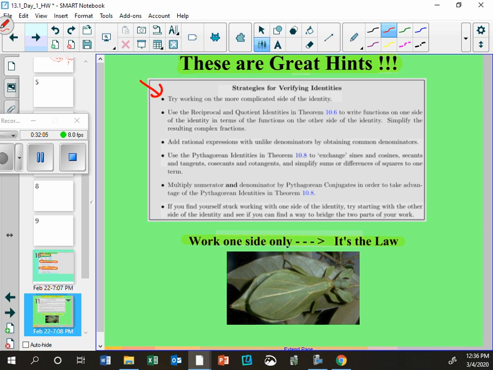So basically, you take the complicated side and you try to make it more simple until it equals the other side. I gave you a list of the reciprocals and the quotients because those are the ones that happen the most. You can get common denominators. That is going to come up. We won't have it much on today's, but common denominators is a really good, powerful thing. Simplify sums or differences of squares to one term. I'll show you that one in a second.